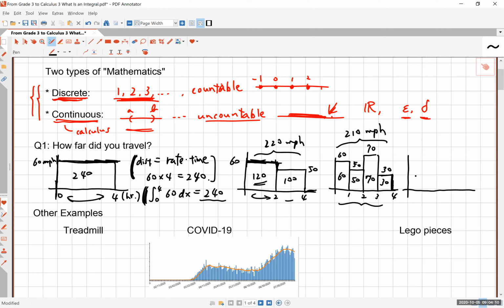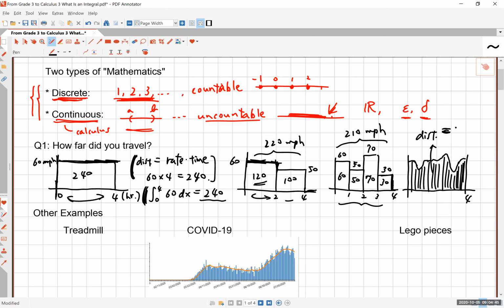What happens if the speed changes constantly, which is exactly what happens when you drive, right? Probably, well, I mean, you can use your cruise control, I guess, if you like, right? But typically, your speed is changing all the time, okay? And in that case, what you can do is to divide this into much smaller, much narrower intervals, right? And basically, if you calculate the area, the distance traveled is exactly this area.